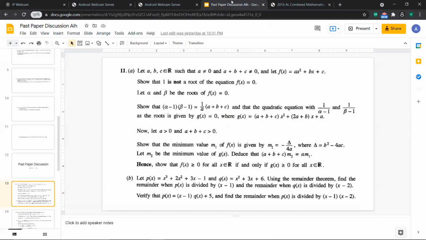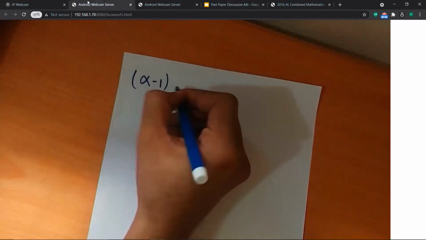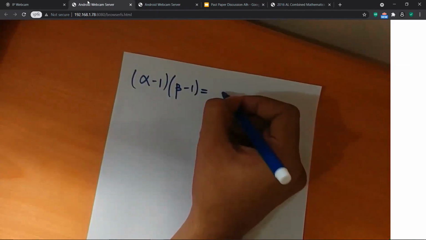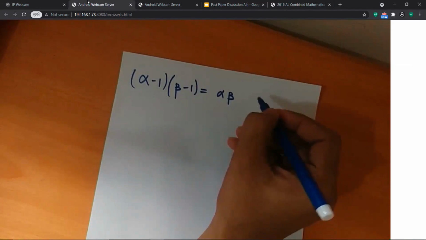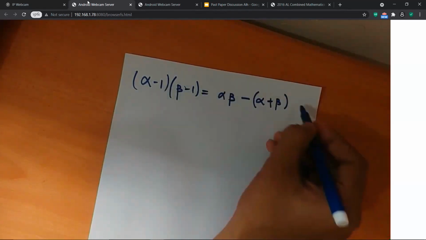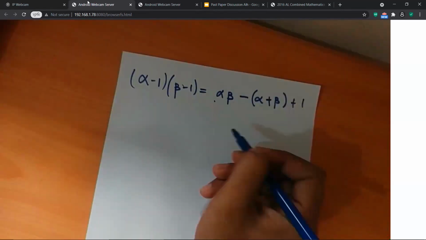So they're asking for alpha minus 1 times beta minus 1 is equal to this. Right? So if we simplify this, alpha times beta is alpha beta. Alpha into minus 1 is minus alpha. Minus 1 into beta is minus beta. If you take minus out, it will be alpha plus beta. Minus into minus is plus 1, and 1 times 1 is 1. So we know alpha beta, we know alpha plus beta, so we just need to substitute.